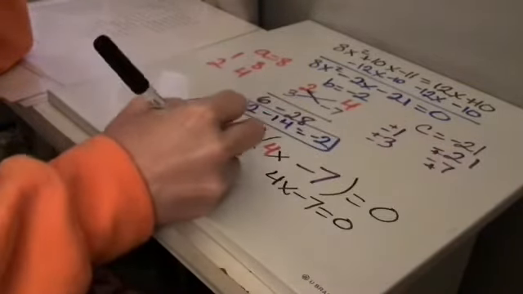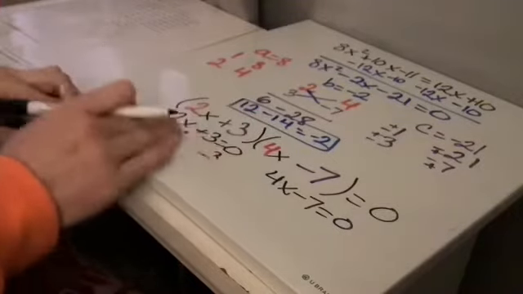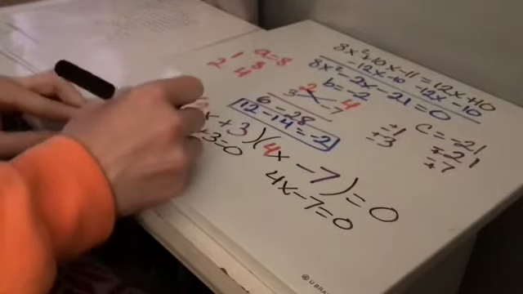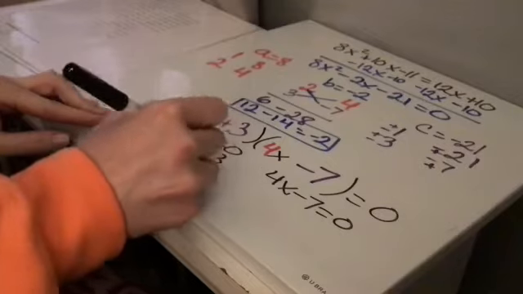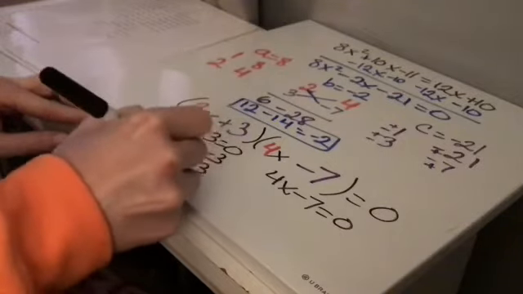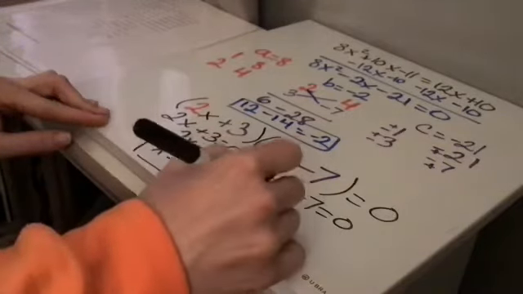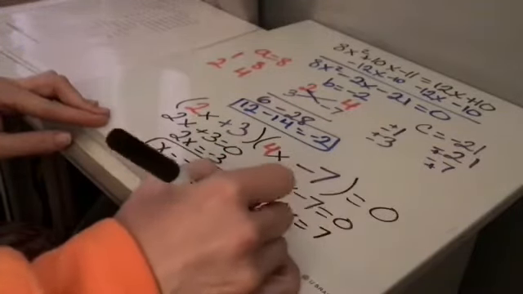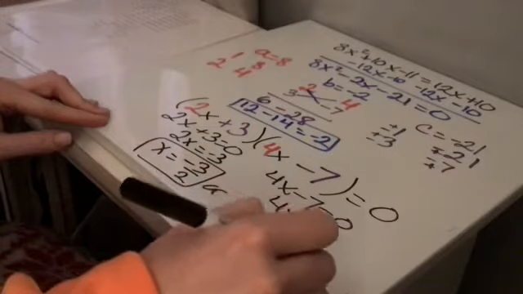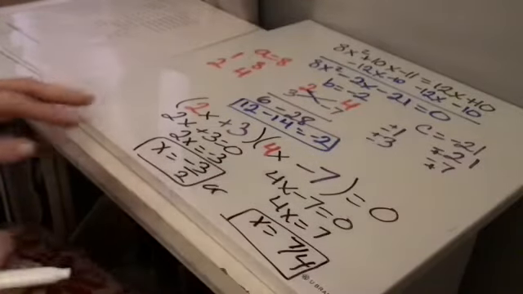So subtract 3 from both sides and divide by 2. So x equals negative 3 over 2. Or if we add 7 and divide by 4, we get 7/4. So we get our 2 solutions for x.